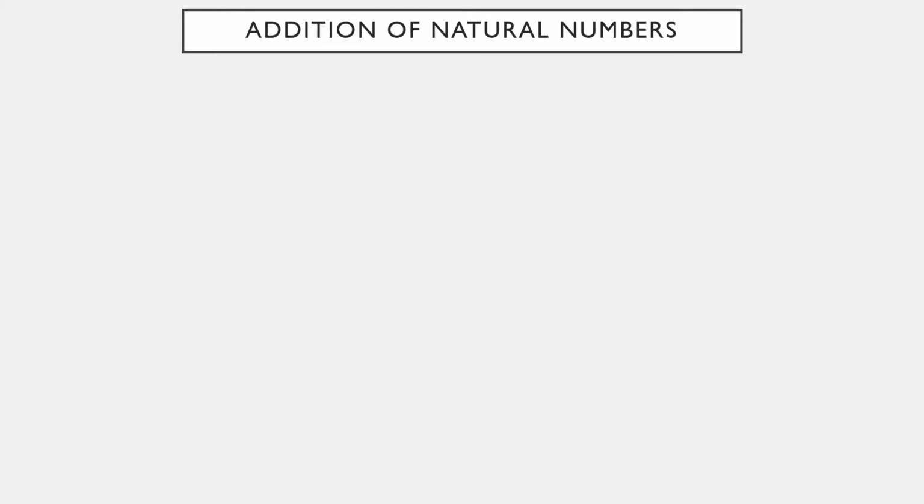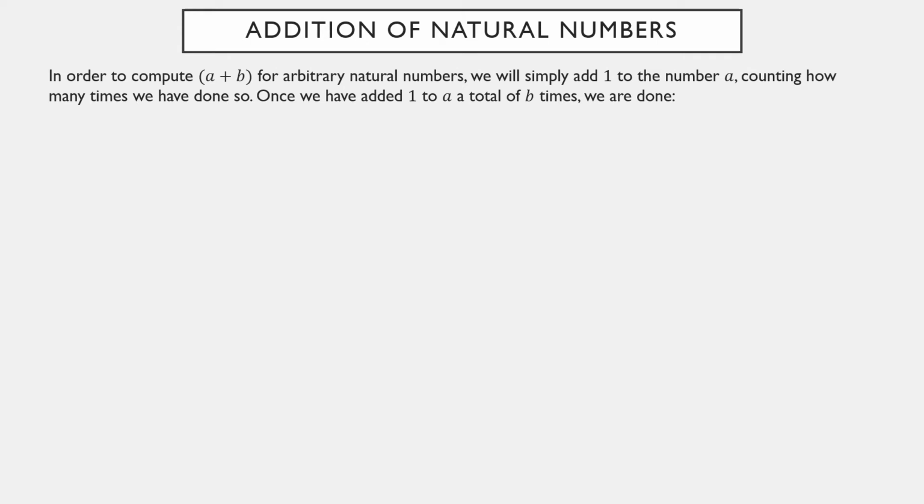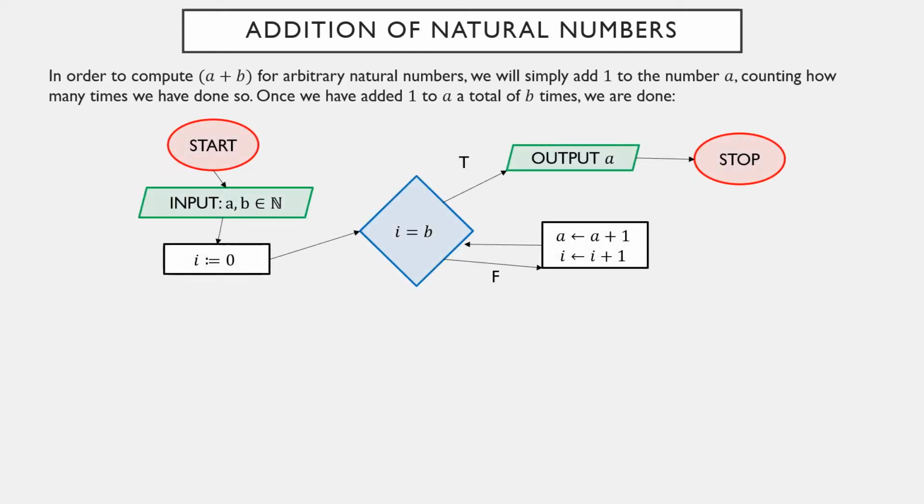Okay, so if I can implement a simple counter, that informs how I'm going to construct addition of two natural numbers. What we're going to do is we're going to add 1 to the number a, because that's something we can already do. But how many times are we going to do it? We're going to do it exactly a total of b times. If I take a and I add 1 to it a total of b times, we have actually computed a plus b. So here's our algorithm. We start and then we input two numbers a and b.